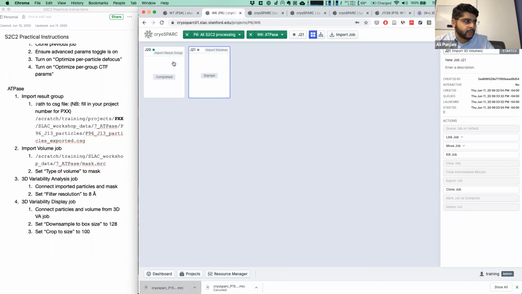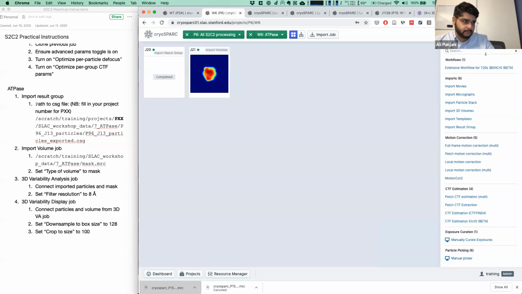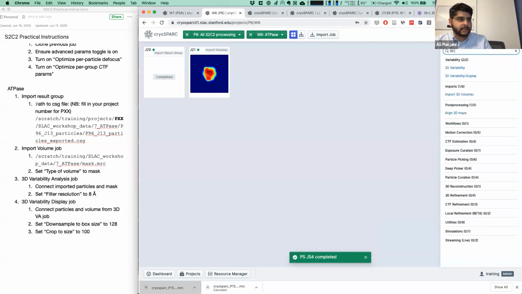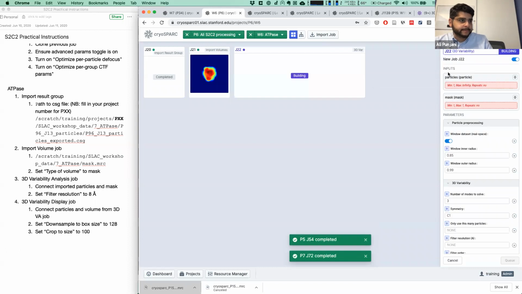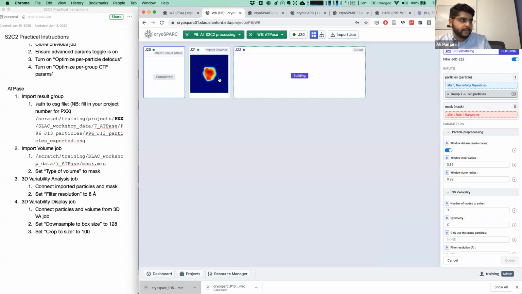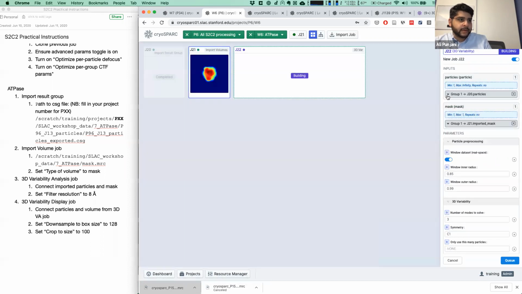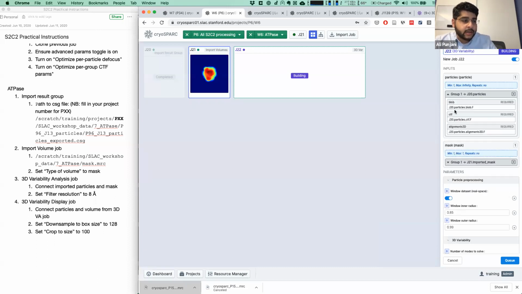Next, we're finally going to create a 3D variability analysis job, which we can find in the builder, 3D variability. That job is going to take as input our imported particles and our imported mask. And what you'll notice if you expand the dropdown for the particles that we just connected, 3D variability is actually going to be using three different things. One are the blobs, which are the raw particle data. One is the CTFs. And the last one is the alignments.